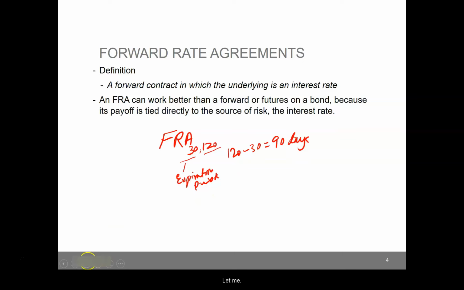Now let me just get rid of this. So I'll erase this.